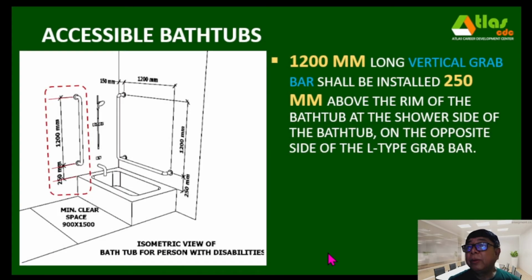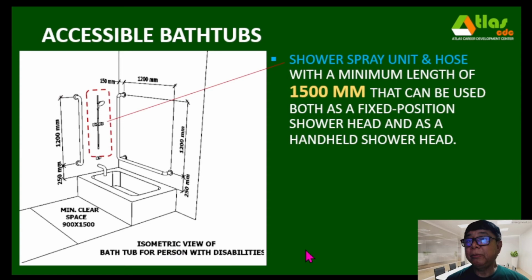A 1.2 meters long vertical grab bar also, aside from this L shape, you have a vertical grab bar installed 250 mm above the rim of the bathtub at the shower side of the bathtub on the opposite side of the L-type grab bar, 1.2 meters in length also. Now, the shower spray unit and the hose with a minimum length of 1.5, as mentioned earlier, can be used both as a fixed position shower head and as a handheld shower head.